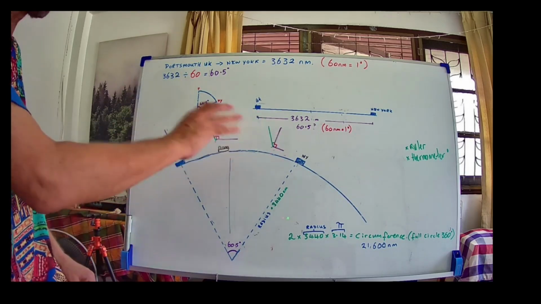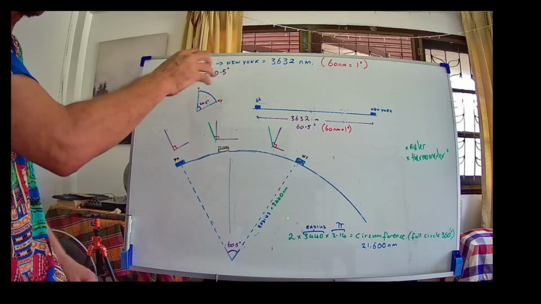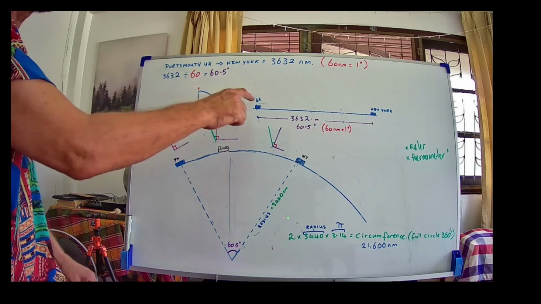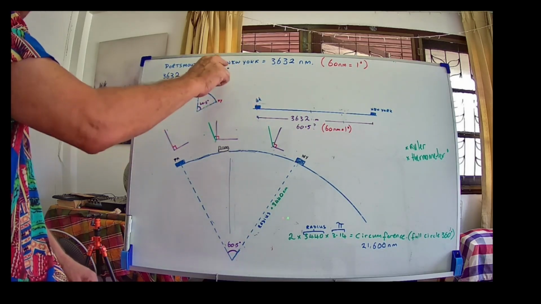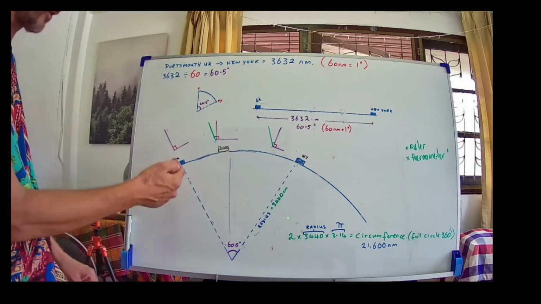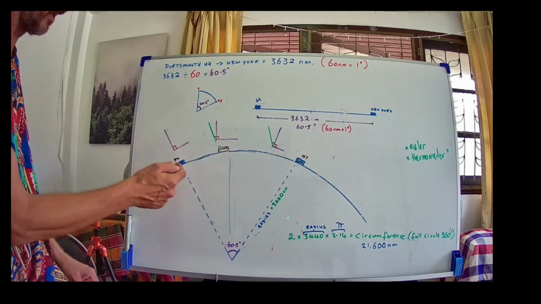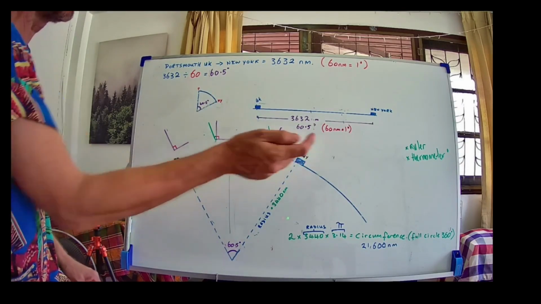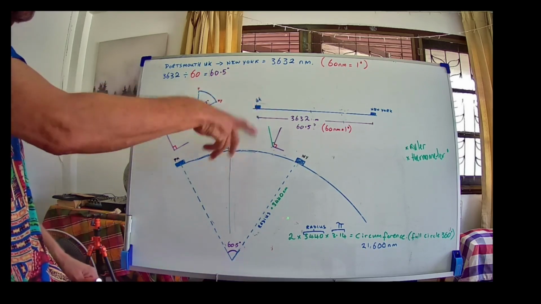What I've got here is I've set up this scenario where we're going from Portsmouth in the UK over here on the left to New York over here on the right, or on this curved surface from Portsmouth here to New York on the right. So, you know, we'll just look at two.